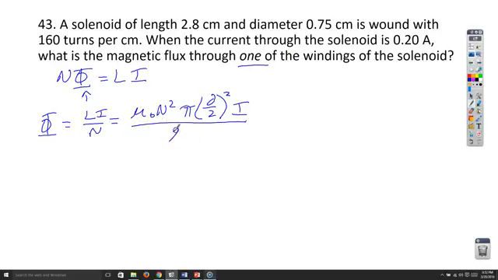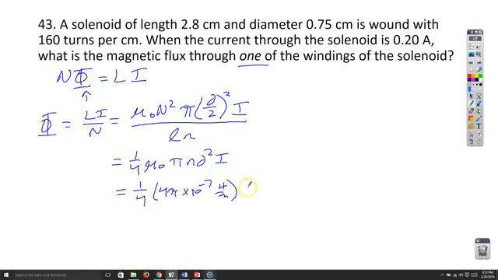And then we need to multiply that times L times N. If I do that, I'm going to end up with 1/4 of mu O times pi times little n times d squared times I. And so now we can plug some things in. 1/4 of 4 pi times 10 to the negative 7th, and that would be a Henry per meter is the unit for that, times pi.